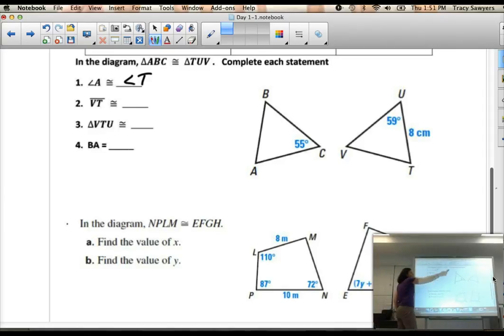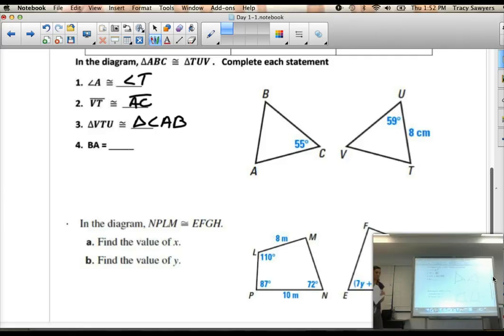I don't want to look at this. This is confusing. I have no idea what goes with what. Okay? I'm looking at the congruence statement. So VT corresponds to what? AC or CA is fine. Triangle VTU is congruent to what? CAB.